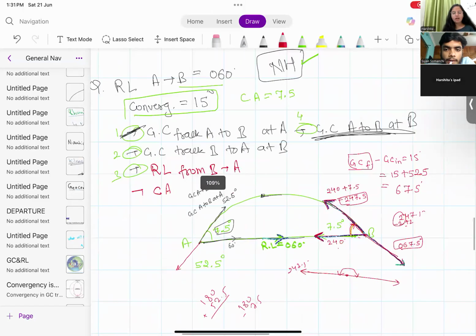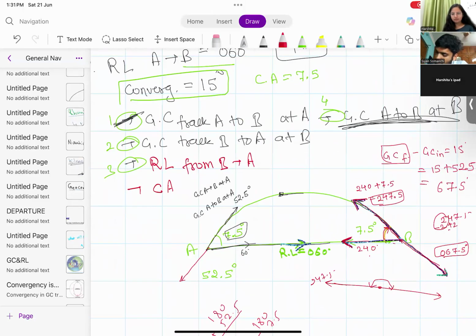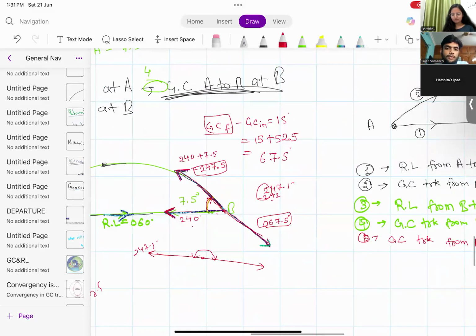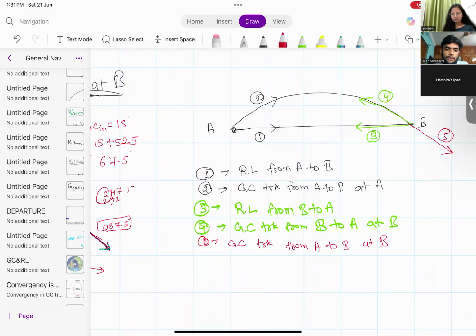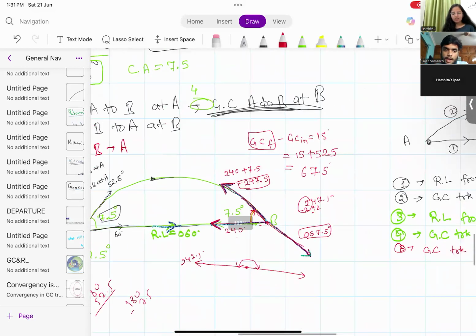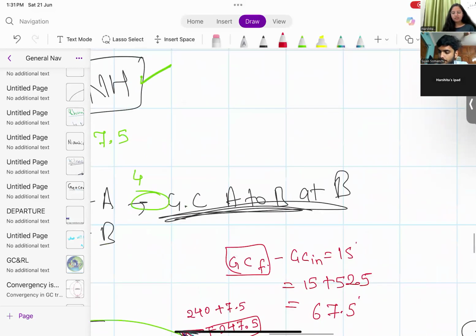Now the third part. Rhumb line from B to A. Two. Yes, 240 degree. Perfect. 240 degree. Fourth part. Great circle A to B at B.